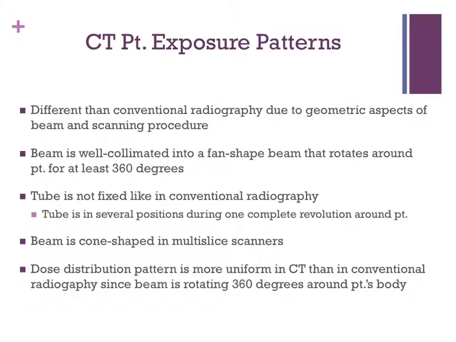Usually the beam is well collimated to describe a fan-shaped beam that rotates around the patient at least 360 degrees in CT. And the tube is not fixed like in radiography, but it is in several positions during one complete revolution around the patient. In multi-slice scanners, the fan-shaped beam has now become a cone-shaped beam, and the dose distribution pattern is more uniform in CT than in regular radiography because the X-ray beam is rotating 360 degrees around the patient's body.